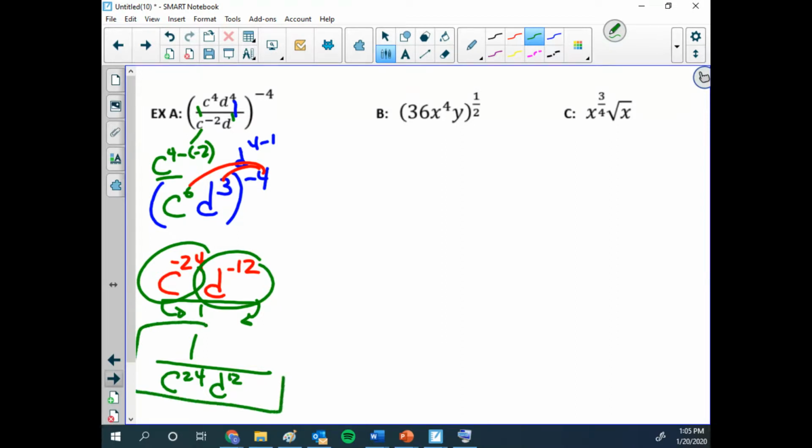So now, less than ideal, but could you verify your answer? Could you verify that answer?